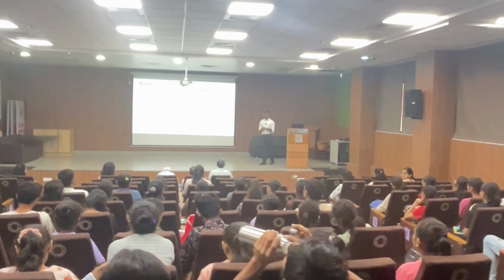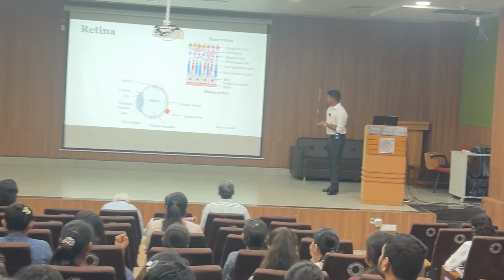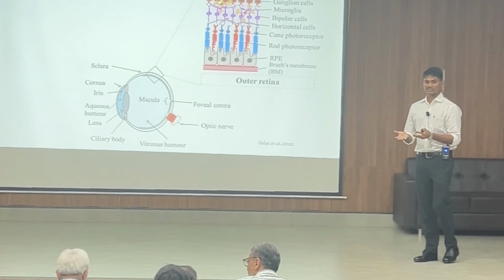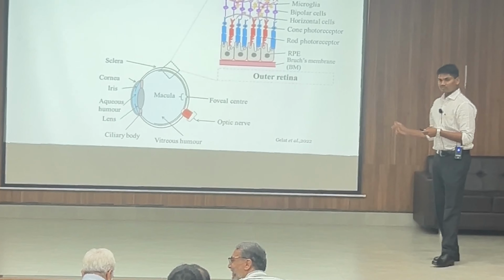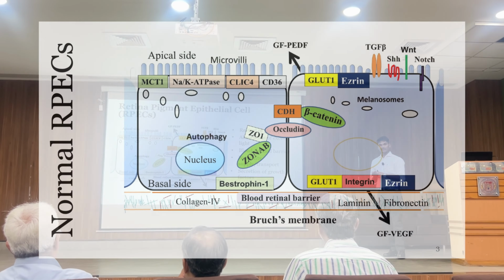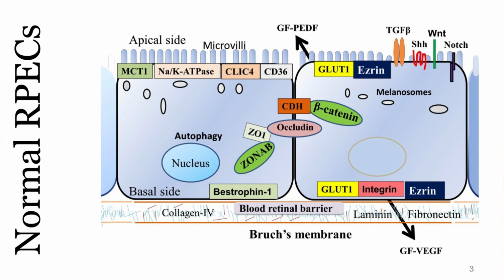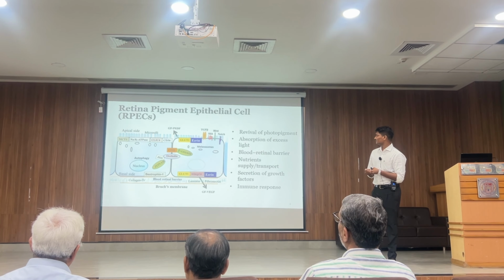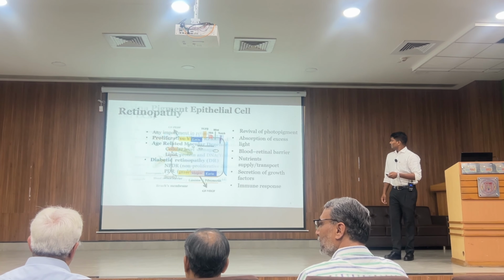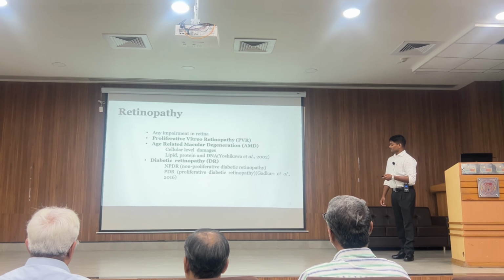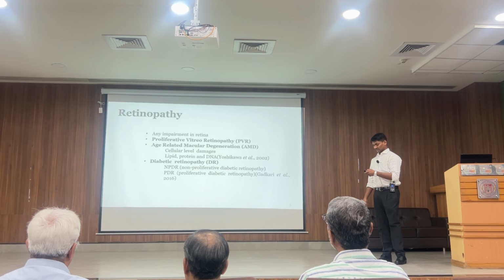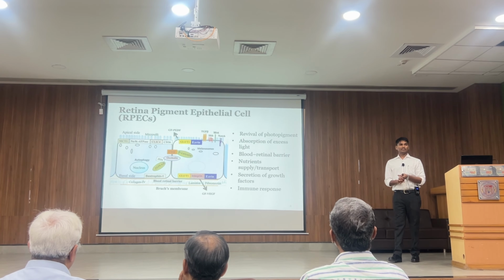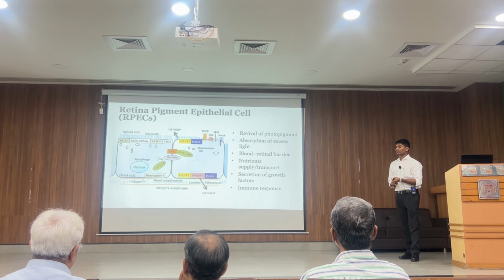When we talk about the individual retinal pigment epithelial cells, they are polar in nature, which means they have an apical side and a basal side. Due to polarity in retinal pigment epithelial cells, the protein distribution is also polarized. These retinal pigment epithelial cells play a very important role in the normal functioning of the retina and in normal vision.